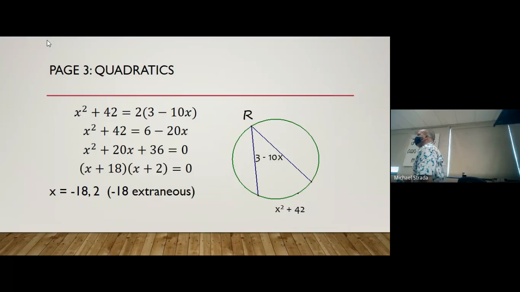All right, because R is an inscribed angle, it's what fraction of the arc? Half. So you have to remember to take the 3 minus 10x and multiply by what? 2. That's where the 6 minus 20x comes from. And then you solve it. Negative 18, when you solve it, becomes straight.